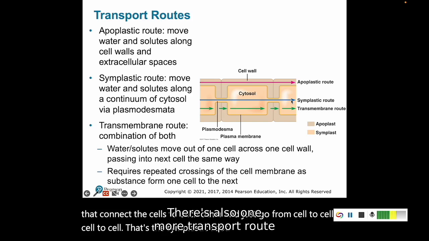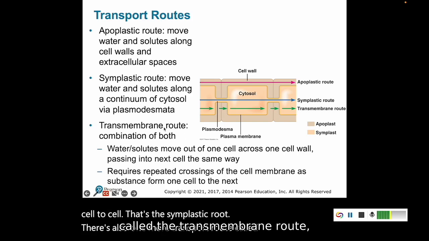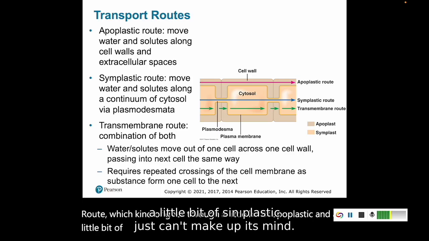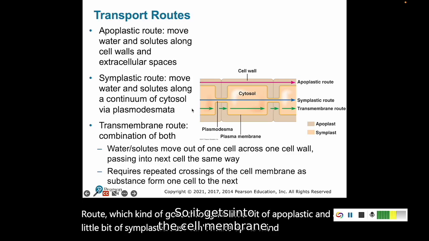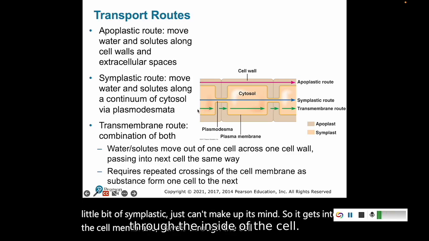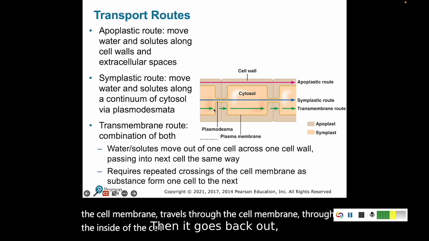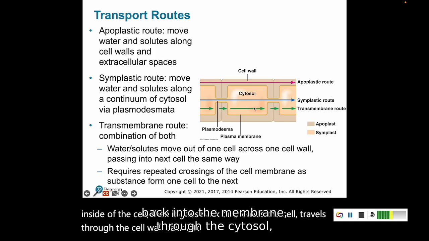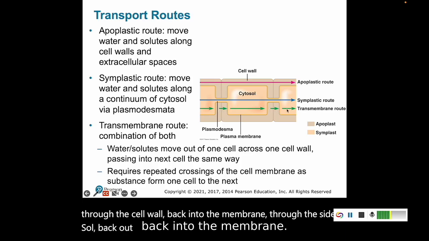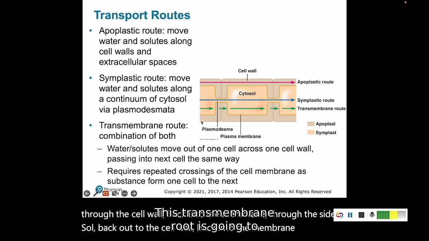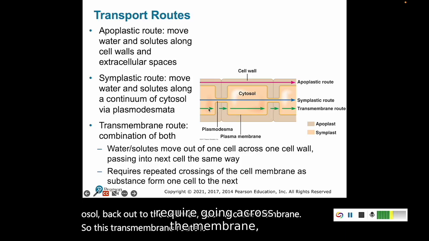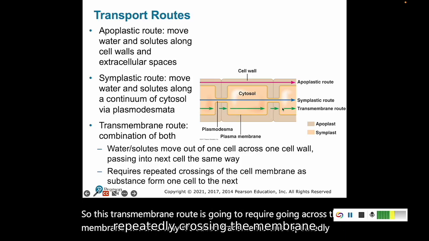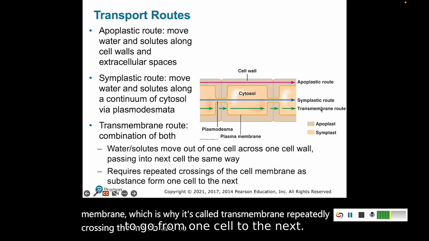There's also one more transport route called the transmembrane route, which kind of goes through a little bit of apoplastic and a little bit of symplastic. It just can't make up its mind. So it gets into the cell membrane, travels through the cell membrane, through the inside of the cell. Then it goes back out, leaves the cell, travels through the cell wall, back into the membrane, through the cytosol, back out to the cell wall, back into the membrane. So this transmembrane route is going to require going across the membrane, which is why it's called transmembrane, repeatedly crossing the membrane to go from one cell to the next.